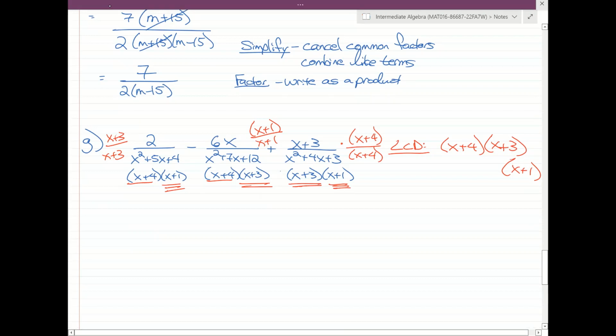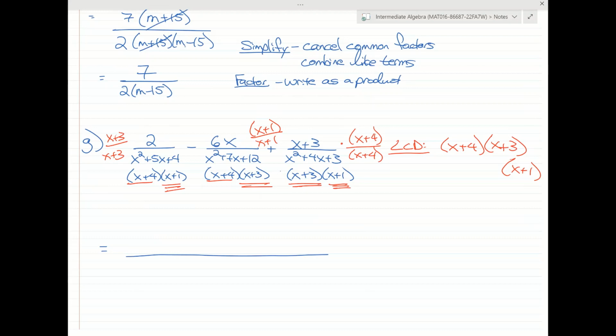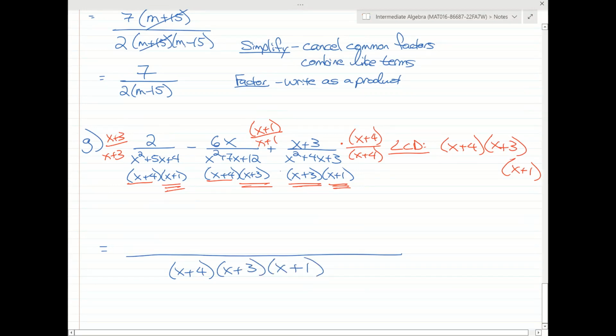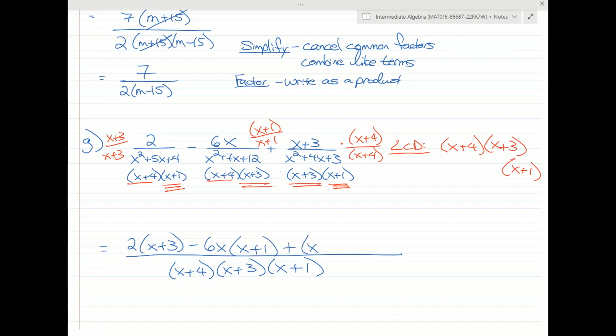All right, so let's try to combine all of these. Save a little bit of writing. We know that the denominator is going to be x plus 4 times x plus 3 times x plus 1. On top, we're going to have 2 times x plus 3 minus 6x times x plus 1, and then plus x plus 3 times x plus 4. Now all we have to do is distribute and combine like terms.